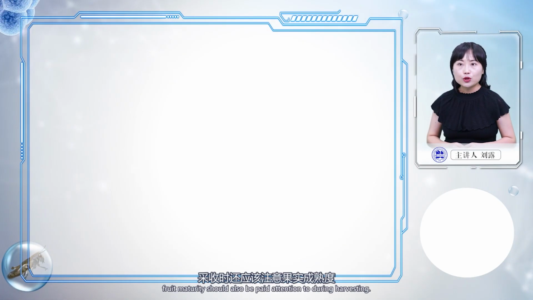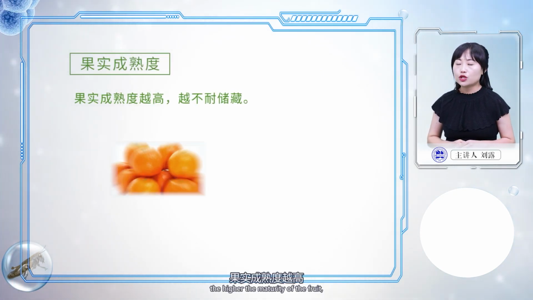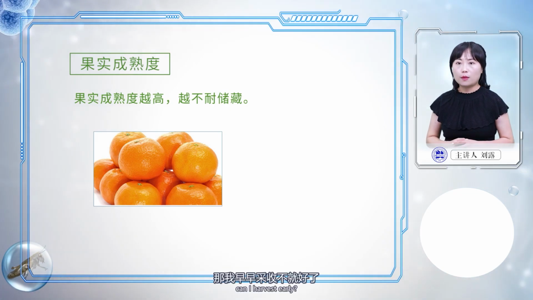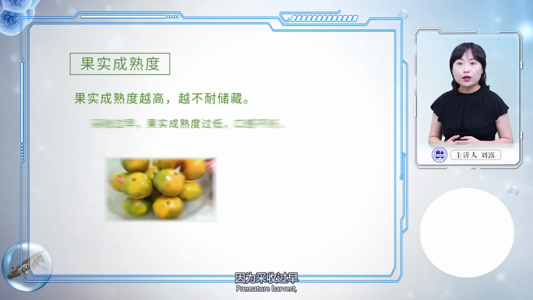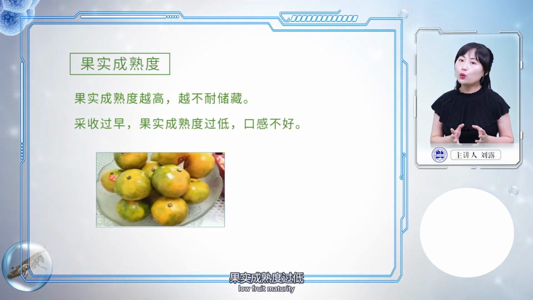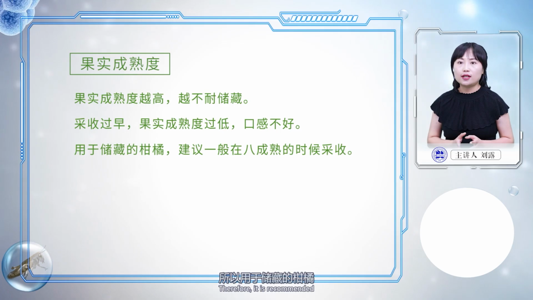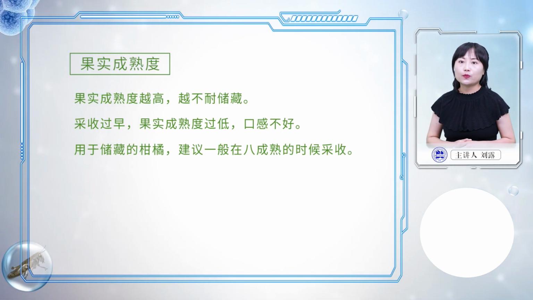In addition, fruit maturity should also be paid attention to during harvesting. If the harvest time is too late, the higher the maturity of the fruit, the less storage period. Then you will wonder, can I harvest early? Do you think so? Of course not. Premature harvest, low fruit maturity, and poor taste will also affect the future sales. Therefore, it is recommended that the citrus used for storage be harvested at 80% maturity.